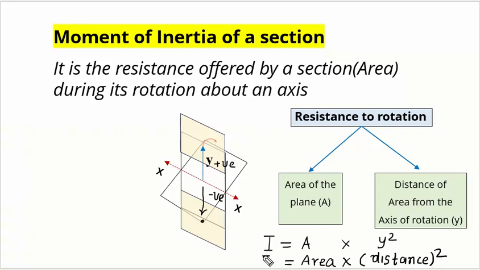So this is how we define moment of inertia. But this is only valid for a very small area, because if you take any axis of rotation like this, and here if you take an area, the distance for this small area will be fixed, you can say y, and this area, let's say it is a.